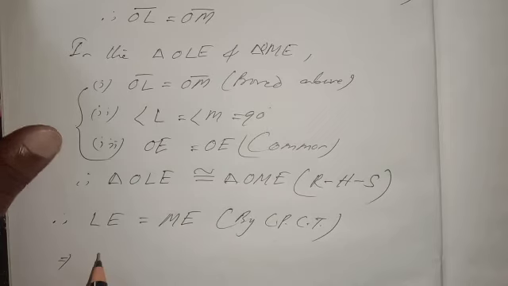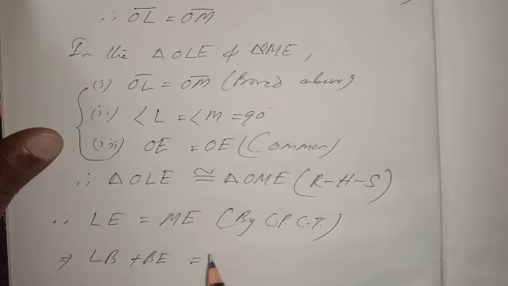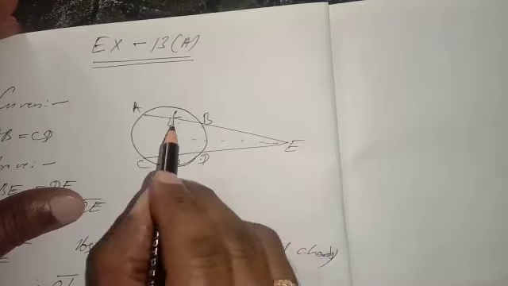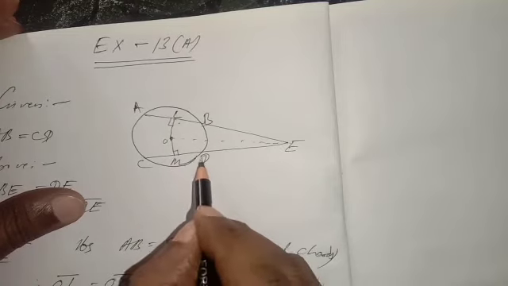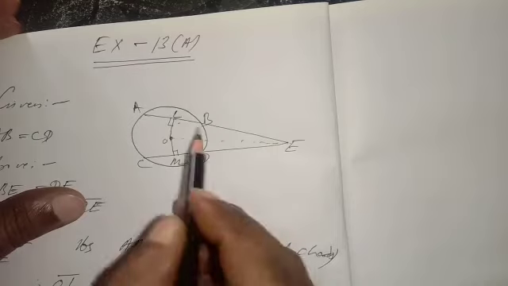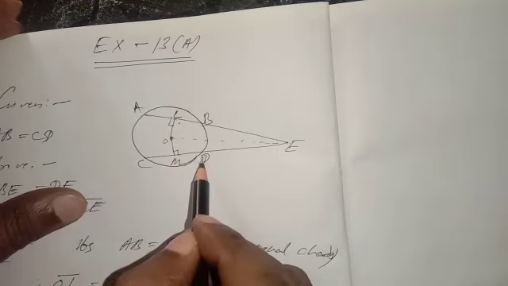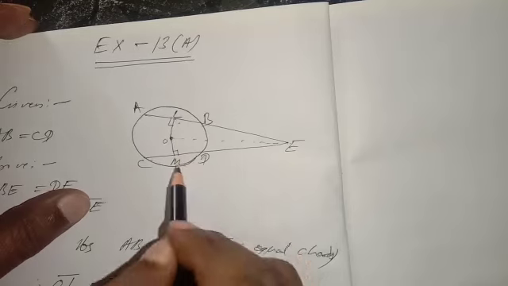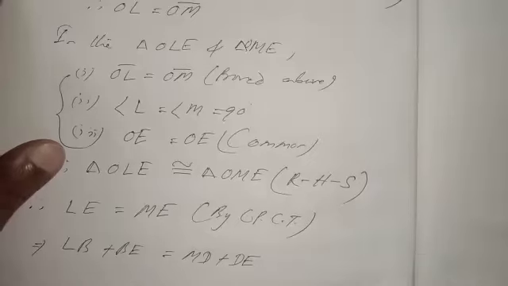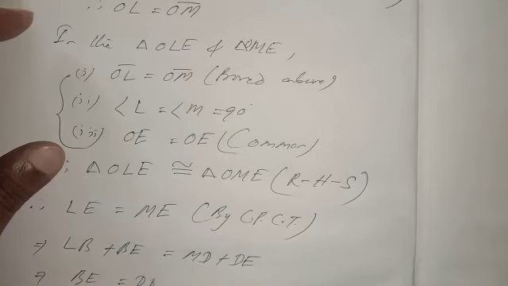This LE is equal to LB plus BE, and ME is equal to MD plus DE. Just see the figure. But AB and CD are equal chords, and if you draw a perpendicular from the center, that will bisect the chord. Therefore, BL is equal to MD. That means what is left? BE is equal to DE. This first part is proved.